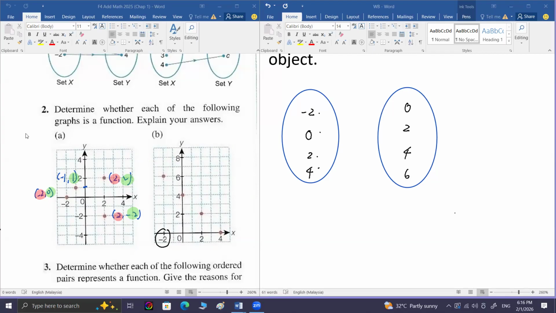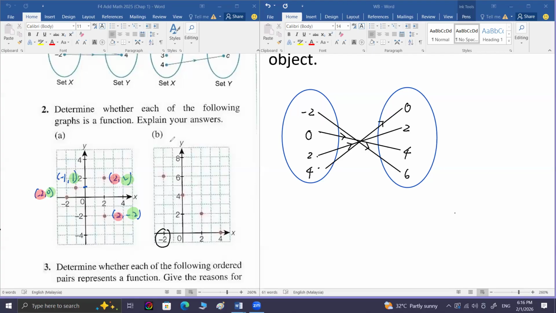Wait, I show you, okay? -2, you get 6, right? 0 to 4, 2 to 2, and 4 to 0. What is this relation? What is the type of relation? 1 to 1, yes, 1 to 1.